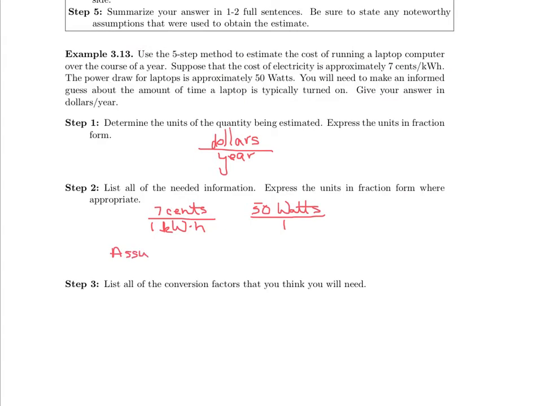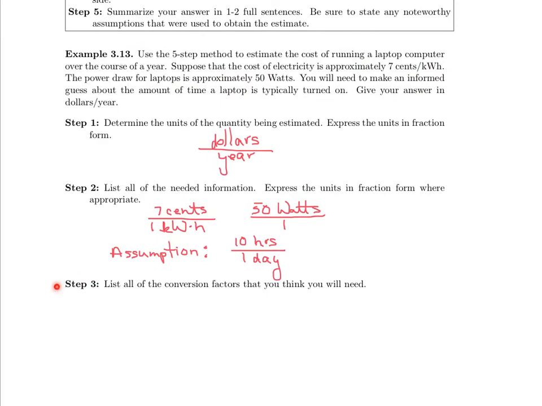You might choose a different assumption. But we'll say that the laptop is turned on for 10 hours every day, or per one day. Again, you might have chosen 20 hours. Maybe your laptop is always turned on, or maybe your laptop only runs 5 hours a day. So you might choose something different than what I have written here.